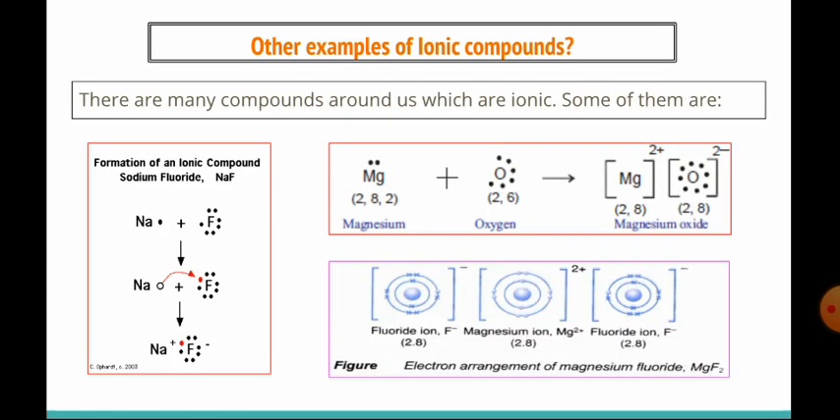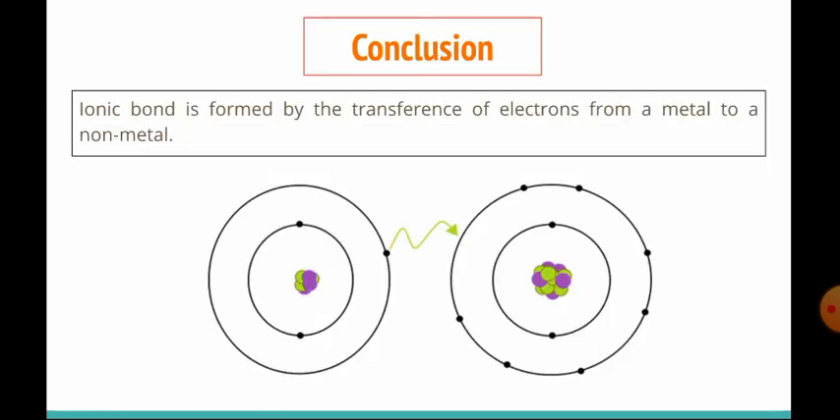Before we conclude, here we see some other examples of ionic compounds. They include sodium fluoride, magnesium oxide and magnesium fluoride. When we conclude, we find that ionic bonding is formed by the transference of electrons from a metal to a non-metal.